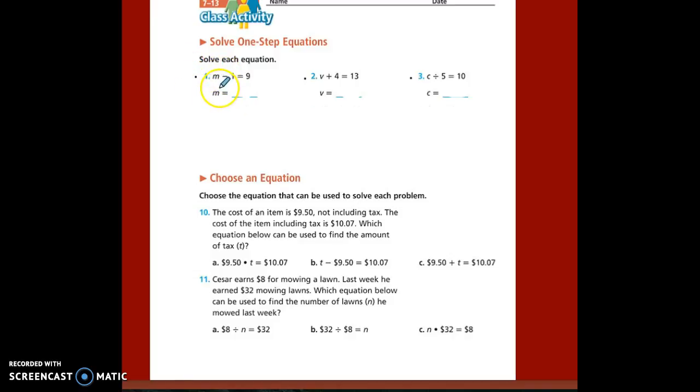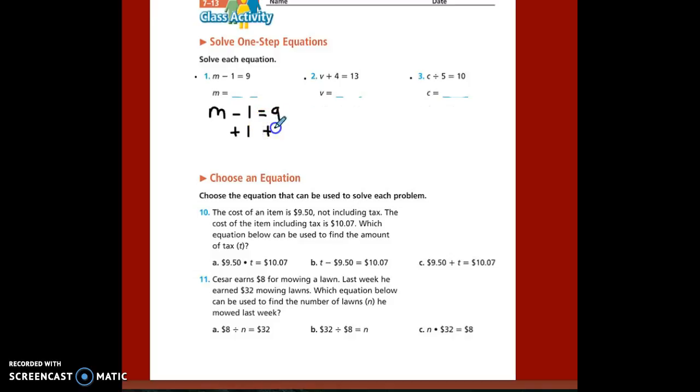First, this equation says m minus 1 equals 9, and they want us to solve for m. So I would like to rewrite my equation. So I'm going to say m minus 1 equals 9. And then, if you remember back to our previous lessons, I want to try to get m by itself. And in order to get m by itself, I have to do the opposite operation. So right now, my operation is minus, and the opposite of subtraction is addition. So in order to get m by itself, I'm going to have to add 1 to this side of the equation and add 1 to this side of the equation.